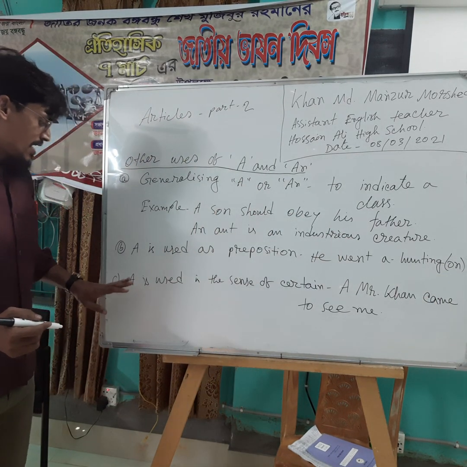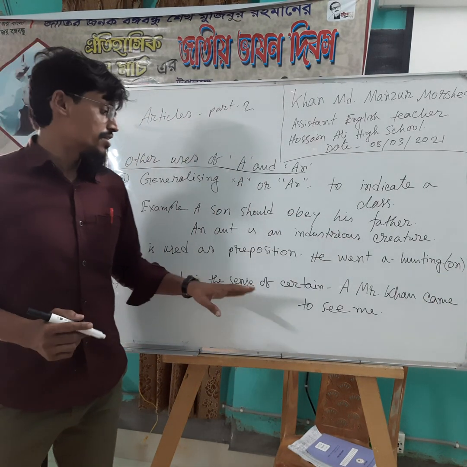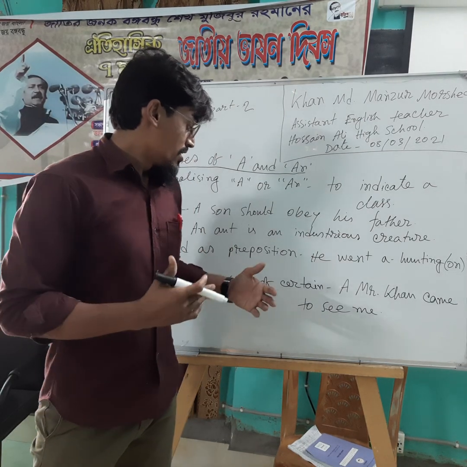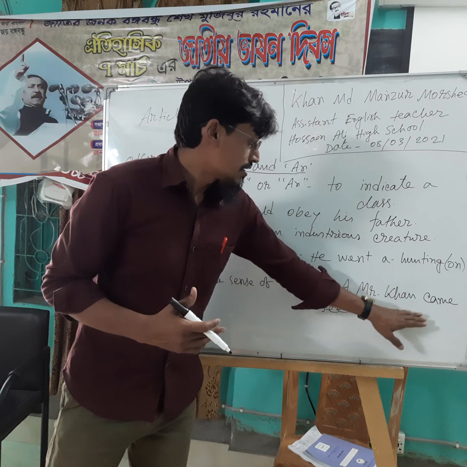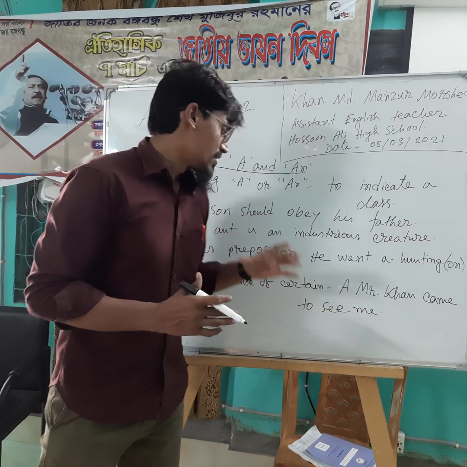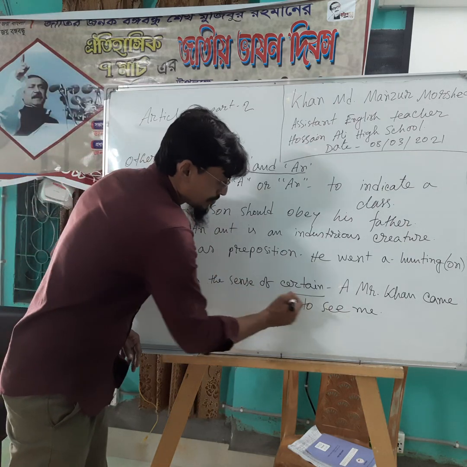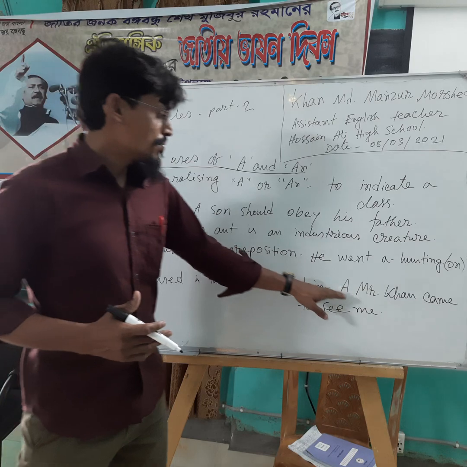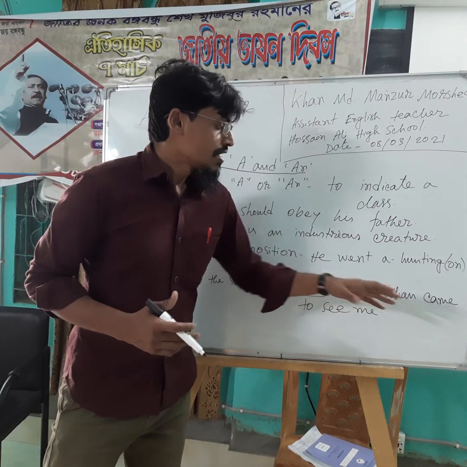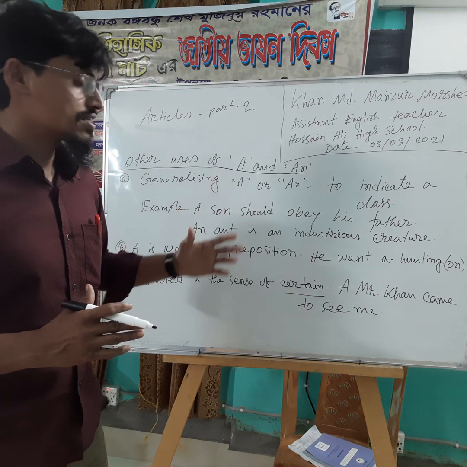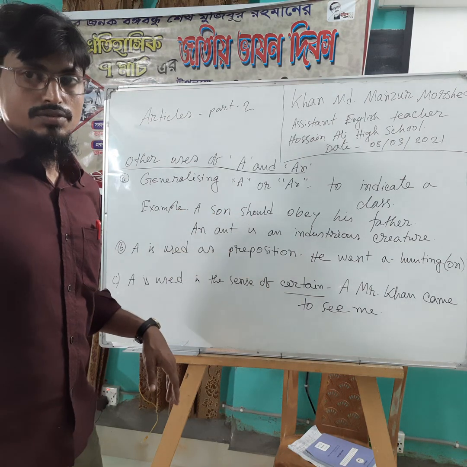And C, a is used in the sense of certainty. Certainty means surety. A Mr. Khan came to see me. So this is a certain. Certain means surety, it indicates certainty. So a means someone is sure. Mr. Khan is certain in the sentence.